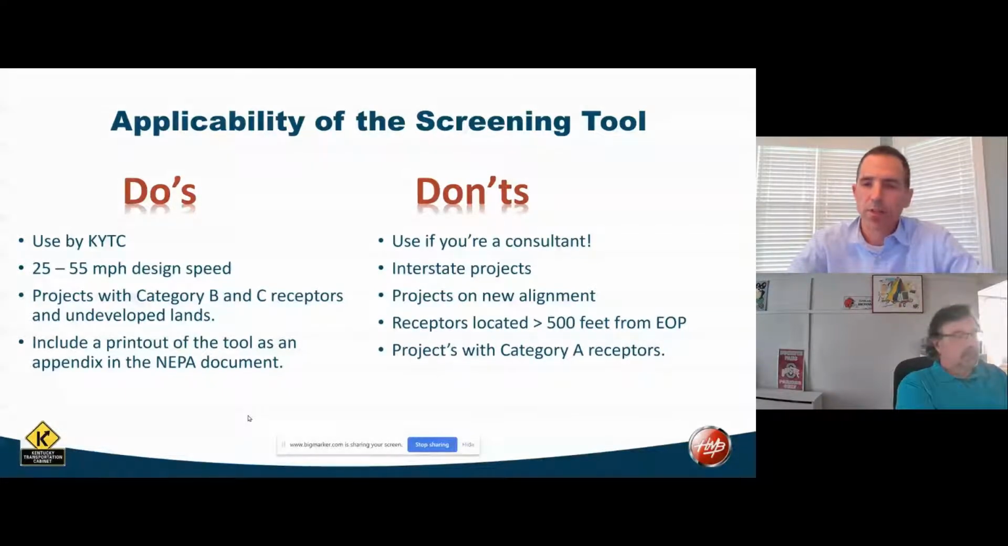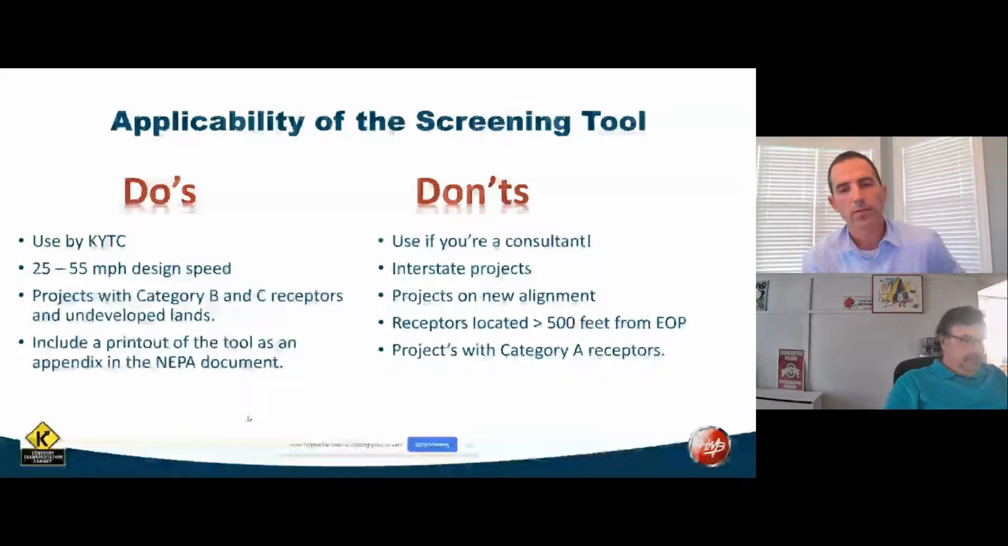Also, for projects on new alignment, you do not use this tool. You don't have the proper noise readings necessary for this tool for projects on new alignment, so we can't do it for that. You can use this tool when you have category B and C receptors. Those are the ones that have the NAC that's at 66. So you can use it for that and undeveloped lands. You cannot, on the other side, use it for projects with category A receptors. That would require coordination with Craig and those at KYTC and potentially with FHWA.